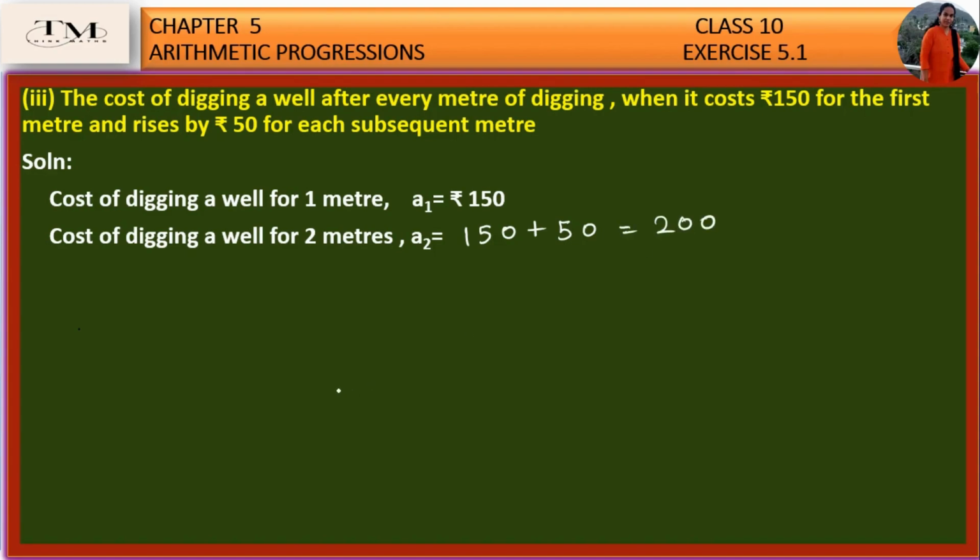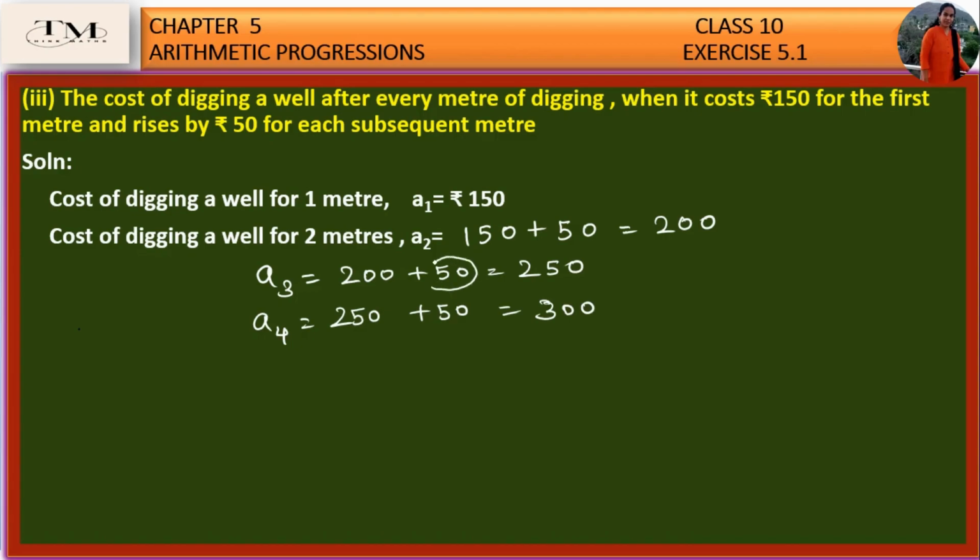This is the concept. That is, for every additional meter, we have to add 50. So this is A1 and this is A2. A3 is the cost of digging a well for 3 meters. So for 3 meters, with 2 meters we have to add 50. So it will be 250. A4 will be, with 250, we have to add 50, which is equal to 300.